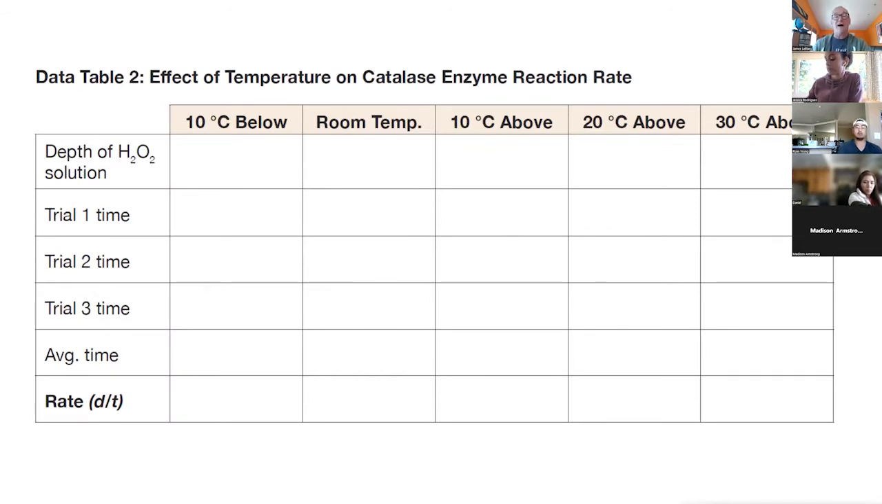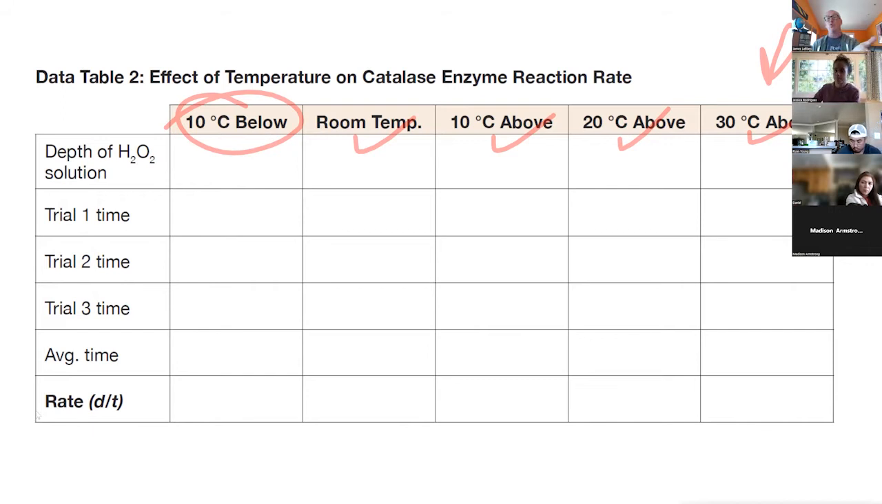Table 2, again, with 5 different reaction conditions: 10 degrees below room temperature, room temp, 10 above, 20 above, 30 above. Now, at some point, we would assume the reaction rate would go up, but if the temperature gets too hot, then the protein unfolds. So it'd be interesting to see that maybe as the temperature increases, the rate will increase, and then maybe even start to come down again. That wouldn't be completely a surprise, because most proteins will fall apart at some temperature.